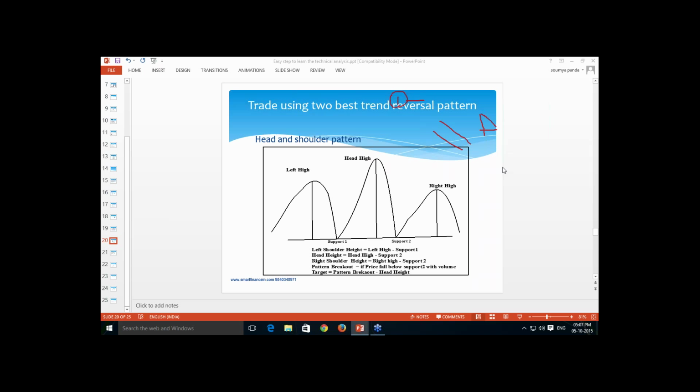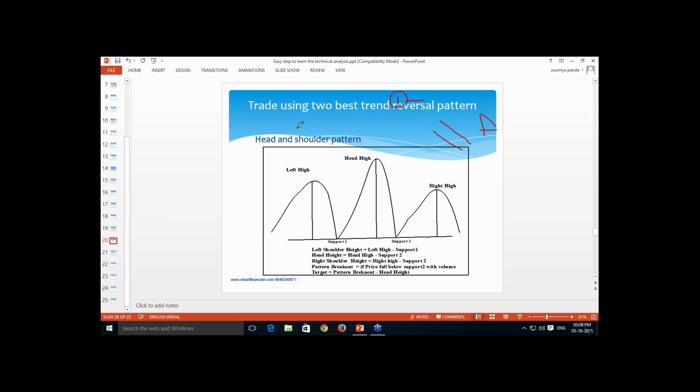in last session I told you the flag pattern requires minimum 8 candles. That candle may be 8 days candle, maybe 8 1 minute candle, maybe 8 5 minute candle, whatever may be, 8 candles should be required. And the trend line what you will draw, it must touch 4 candles high or candles low. Then only it should be considered as a flag pattern.